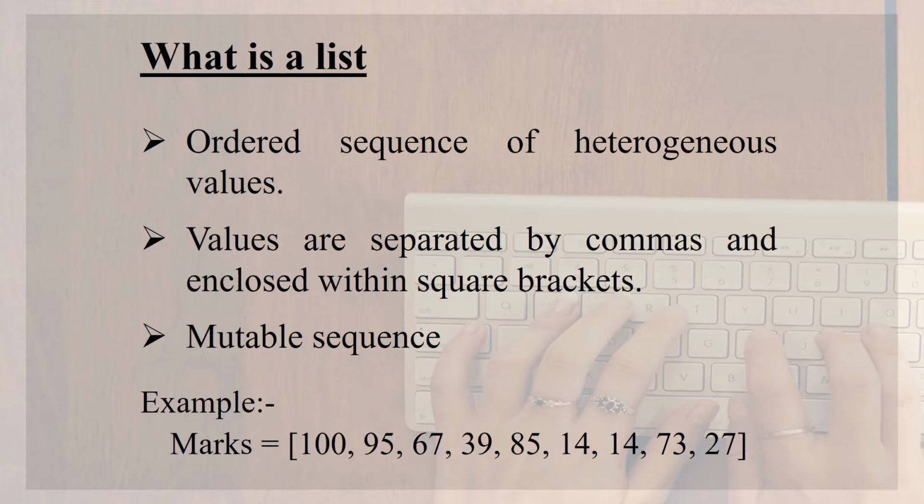A list is an ordered sequence of heterogeneous values. Heterogeneous means it is a collection wherein a variety of data type values can be there in a single list, and all the values in a list are considered as a set, and each value is separated by a comma, and the indicator symbol of a list is a square bracket. And the most important feature of a list is that it is a mutable sequence. Mutable sequence means that we can change all the elements or any selected element or selected number of elements in a list without any syntax error.